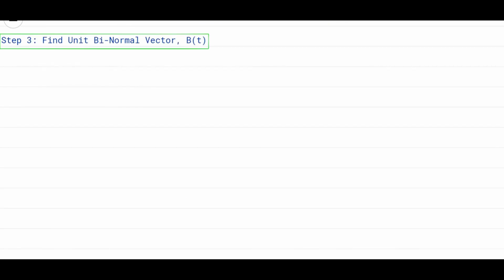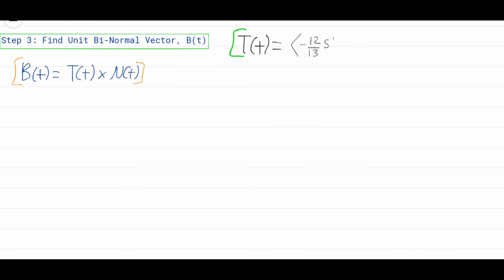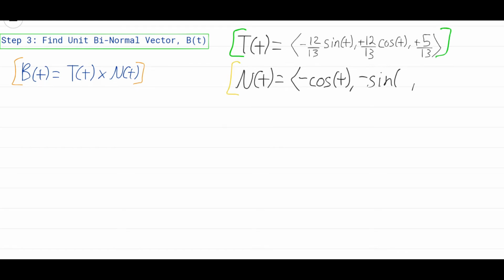So now that we're at step 3, we need to find the unit binormal vector. Recall that the unit binormal vector is equal to the unit tangent vector crossed with our unit normal vector. And recall that our unit tangent vector that we computed was negative 12 over 13 sine of t, positive 12 over 13 cosine t, and then 5 over 13. And our unit normal vector that we computed was negative cosine t, negative sine of t, and 0.